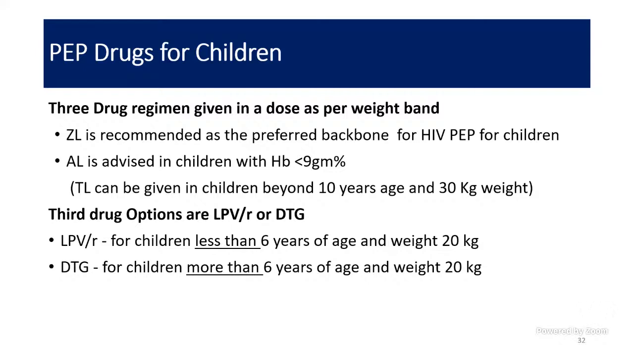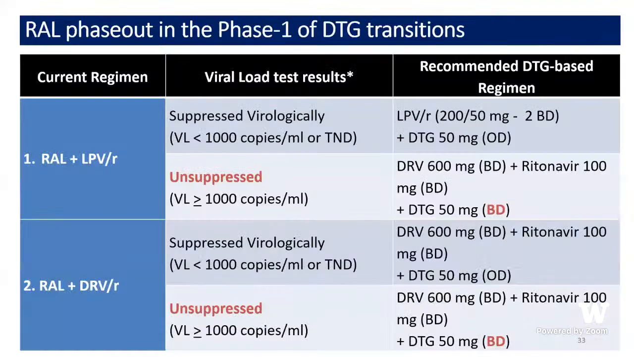So it's difficult, and we should always also look into the availability issues. If ZL is available in the program, anywhere it is available with our ART centers, that is a pediatric dosage, then we can give. But if it is not available, we can smoothly go for AL-LPVR or ALD, whichever is the case. Now, I will not discuss this slide because dolutegravir is almost not there.